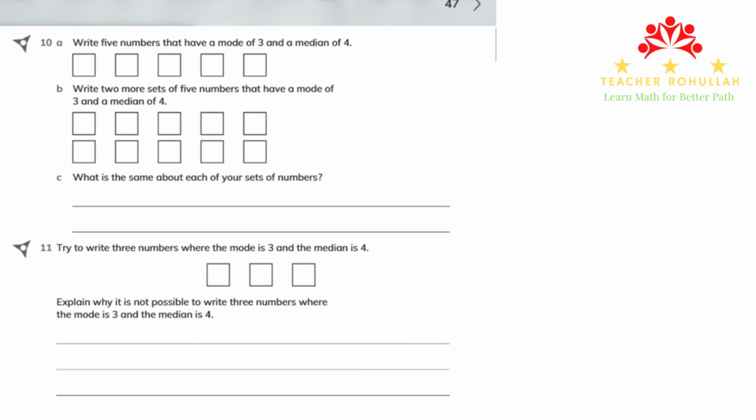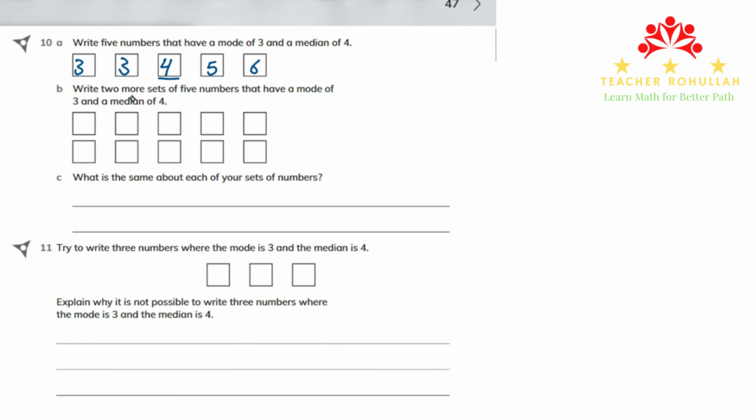In question 10, part A says, write 5 numbers that have a mode of 3 and a median of 4. Because it says a median of 4, 4 has to be in the middle here. So 3 is the mode. We should at least have 2 3s over here. 3, 3. And on the right, we can write any number. We can give 5, we can give 6. Now we have 3, 3, 4, 5, and 6. 3 is the mode. Why? Because we have 2 3s, and 4 is the median because it's in the middle. So this one is done.